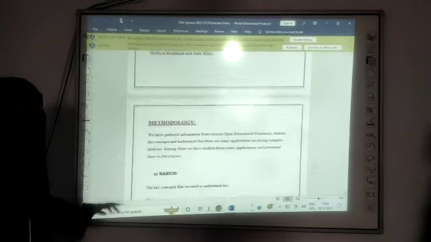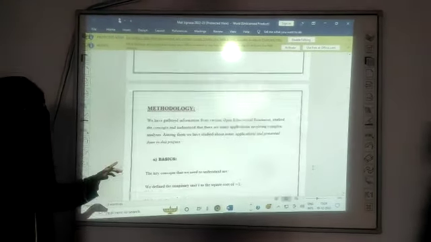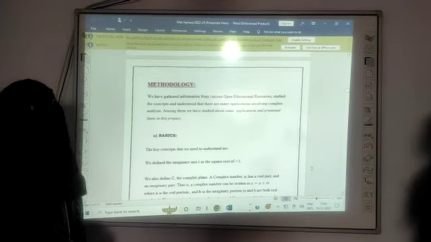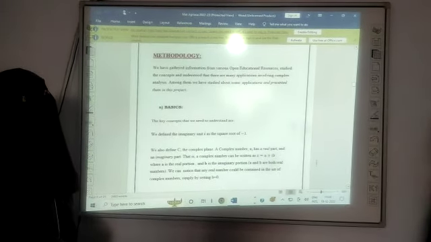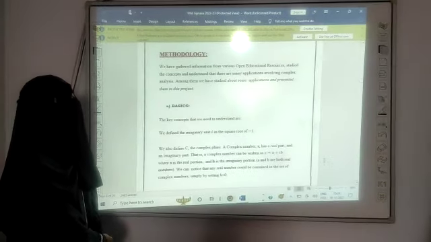Basics, methodology. We have gathered information from various educational resources, studied the concepts, and understood that there are many applications involving complex analysis. Among them, we have studied some applications and presented them in this project.